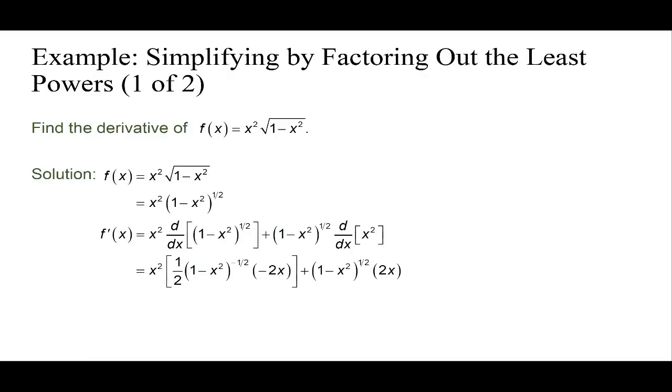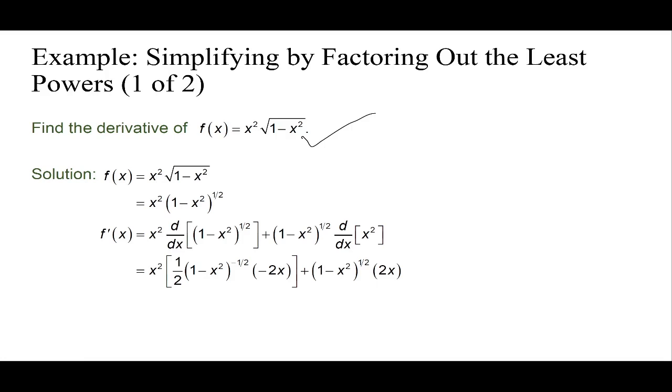Okay, so sometimes, or most of the time, after finding the derivative, we need to simplify it. For example, look at here. We are given the function f of x, which is x squared times the square root of 1 minus x squared. We can find the derivative of this function by using the product rule. Here, the first function is x squared and the second function is 1 minus x squared to the power half. Using the product rule, we find this expression.